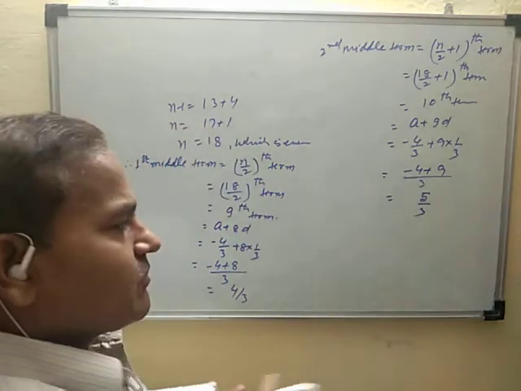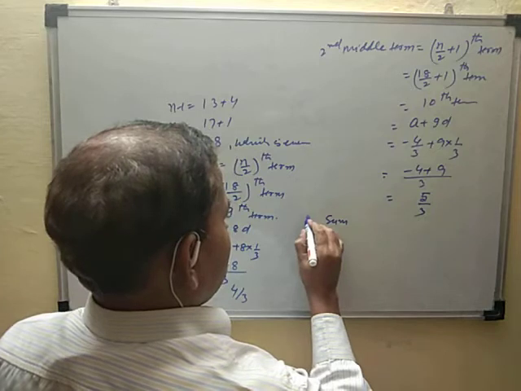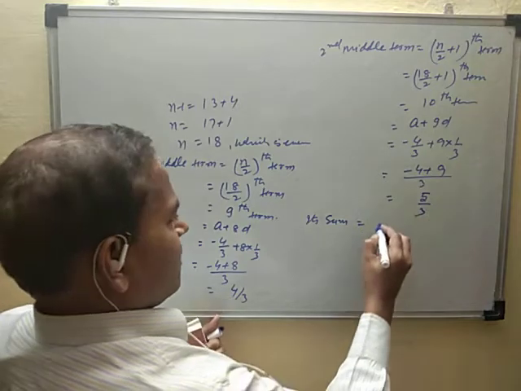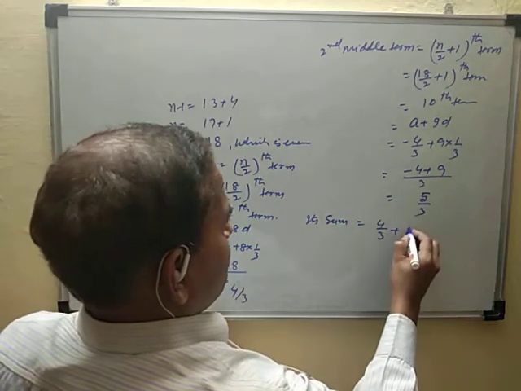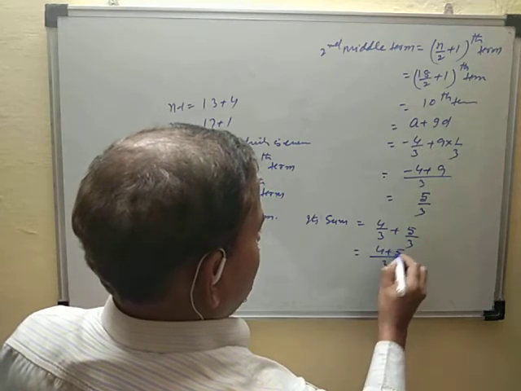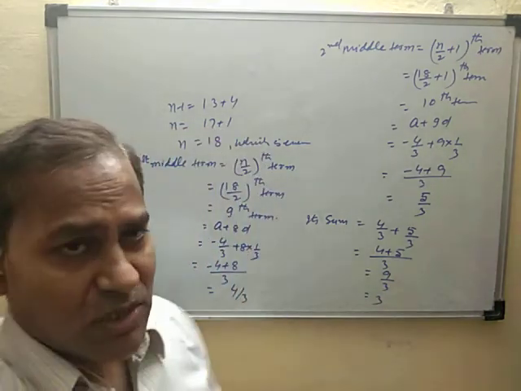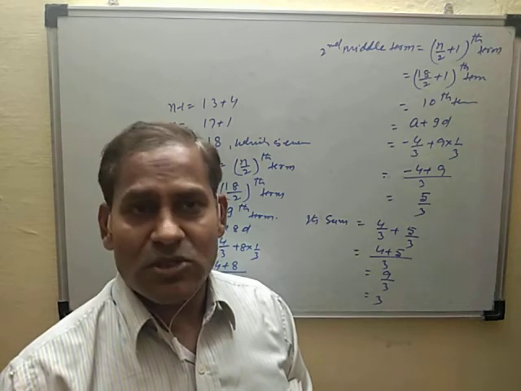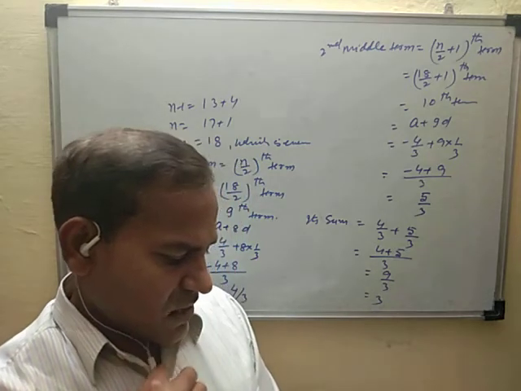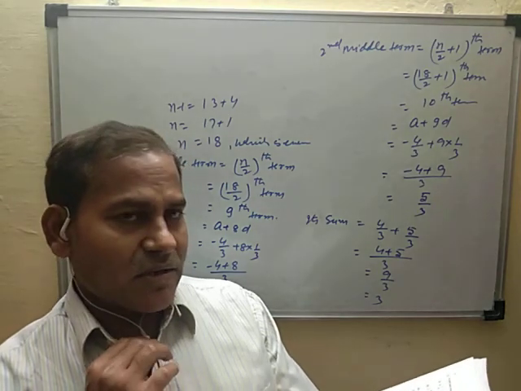Now find its sum. So what is the first middle term? 4/3, and the second middle term 5/3. Taking LCM 3, 4 plus 5, that is 9/3, that is 3. So the sum of the two middle terms is 3. So this is the question. Question 19 is completed. You try the next question from the example, and I will discuss it next day. Okay.